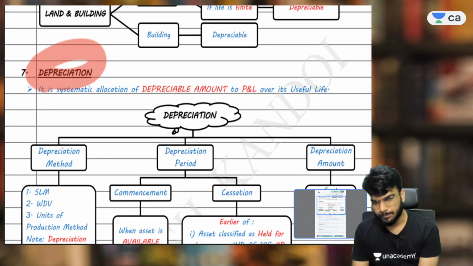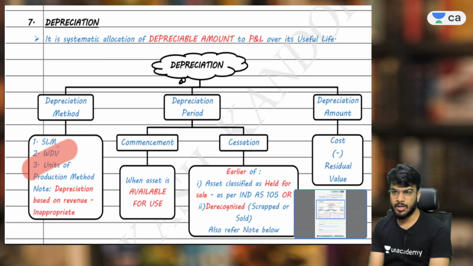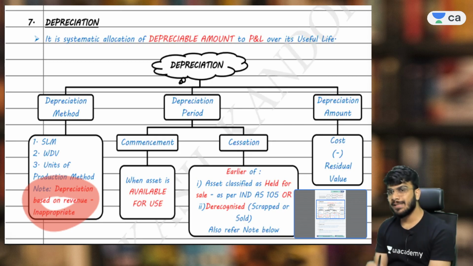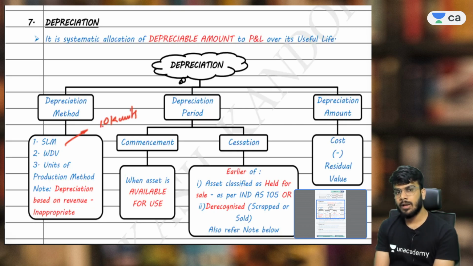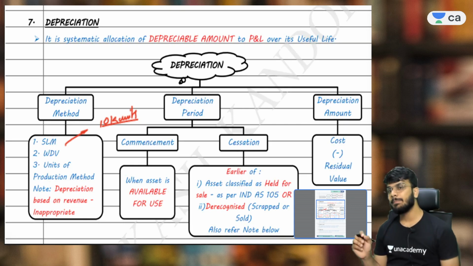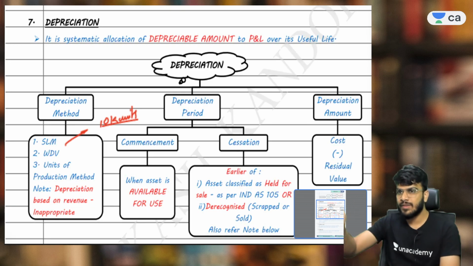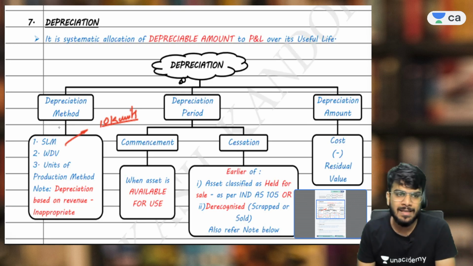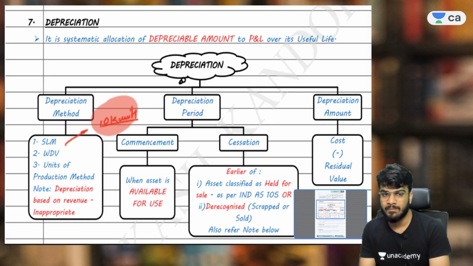Next point is depreciation. In case of depreciation, what are the methods which you can adopt? It can be SLM, WDV or units of production. One clarification is given: depreciation based on revenue earned is inappropriate. Let's say for example you used a machinery and generated an output of 10,000 units, but in the current year none of the units were sold. So you are saying that because my revenue in the current year was zero, my depreciation charge will be zero. That is wrong. Why? Depreciation means the wear and tear of the asset. As soon as you use the asset, the life is reduced, right? The capacity is reduced. That means because you have used the asset, it has to be depreciated irrespective of whether those units have been sold or not.